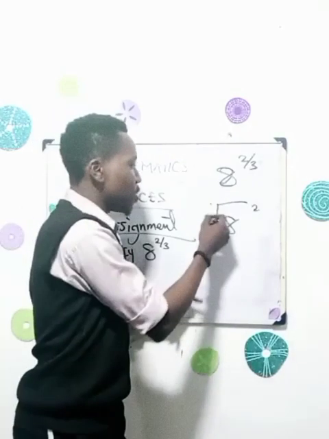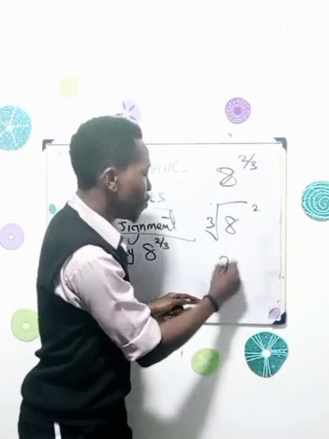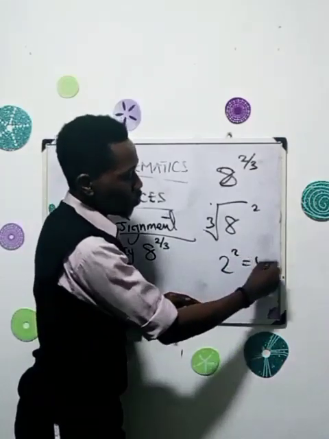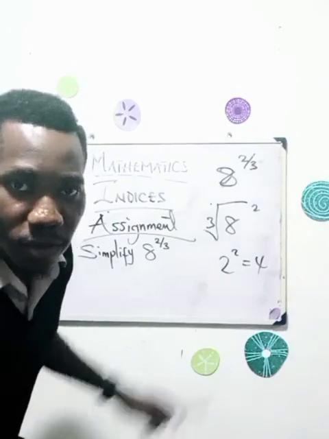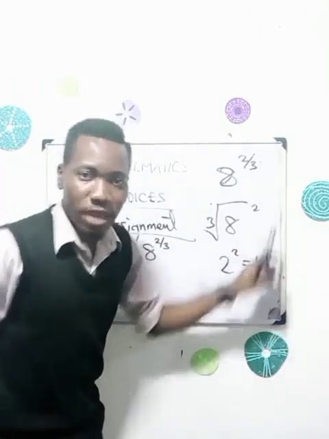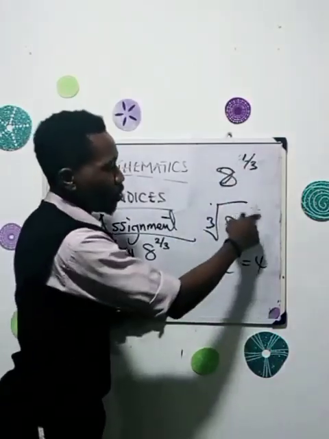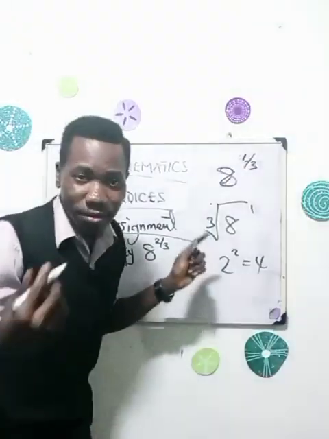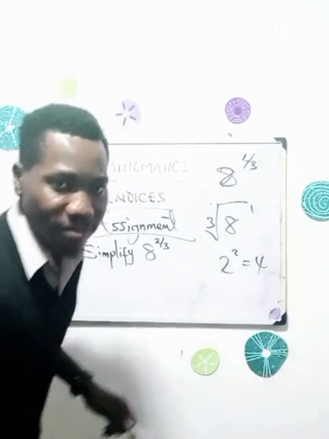So the third root of 8 is 2. 2 times 2 times 2 is 8. So 2 now raised to the power of 2 is 4. I hope you get that. So that's what happens. But if this is 1, that's why I don't write the 1. If this is 1, I will put 1 here, and anything raised to the power 1 is the same thing, so there's no need putting the 1. Do you understand that now?